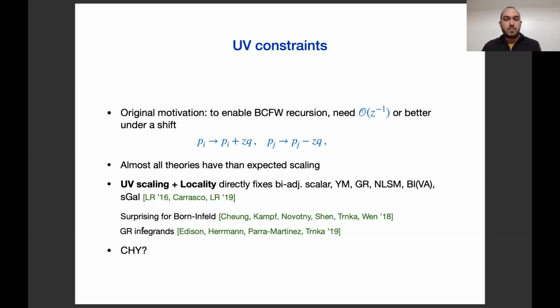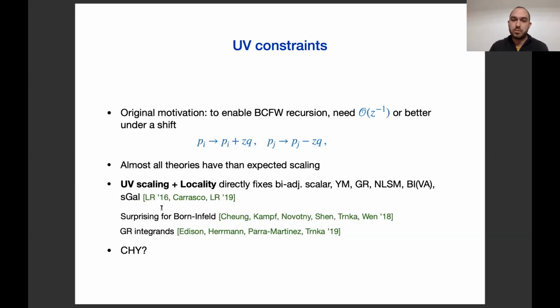And of course, even more recently, people are looking at fixing GR integrands by using UV constraints. So that's great. It seems like it's a very universal feature of amplitudes. And in fact, again, almost any amplitudes you can think of, including higher derivative corrections coming from string theory or whatever, all of these will have some better than expected scaling. Now, in most cases, the scaling is not enough to fully fix the amplitude, but it's always some enhanced behavior.